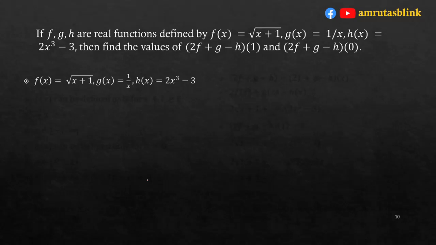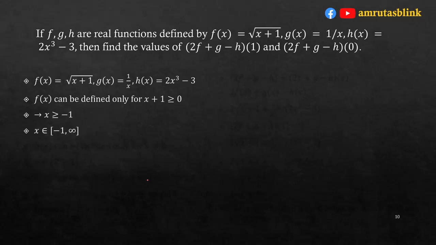We'll write down the given functions first. f of x is equal to under root x plus 1, g of x is equal to 1 by x and h of x is equal to 2x cube minus 3. Now f of x is equal to under root x plus 1. That means f of x can be defined only for the values of x plus 1 greater than or equal to 0. That is x is greater than or equal to minus 1. So we can find out the domain as x belongs to [-1, infinity).